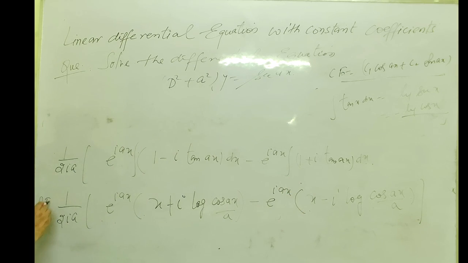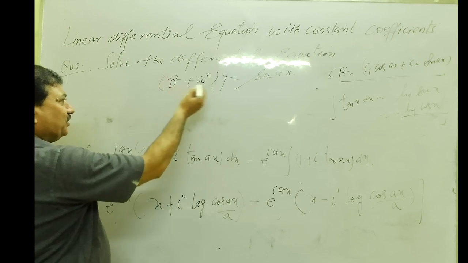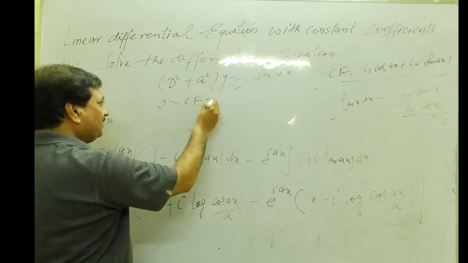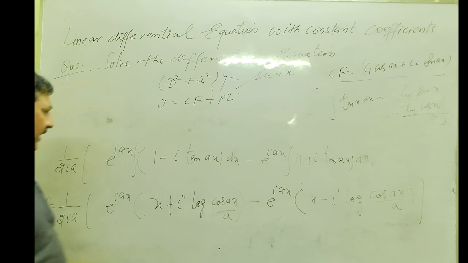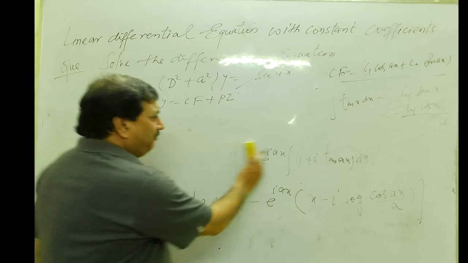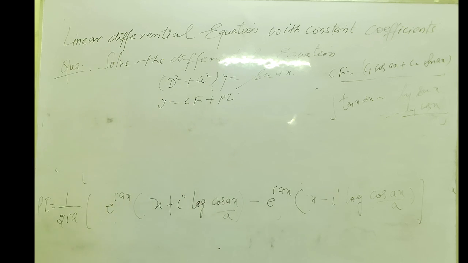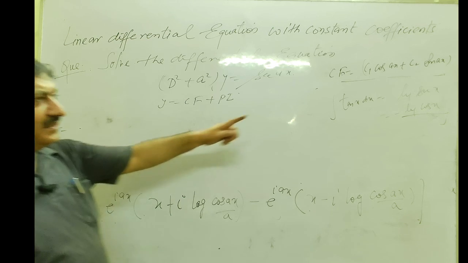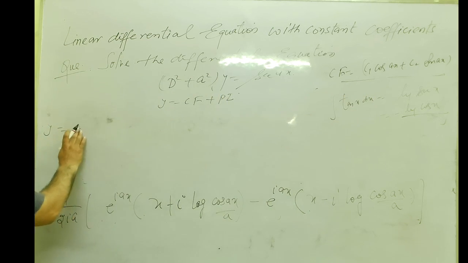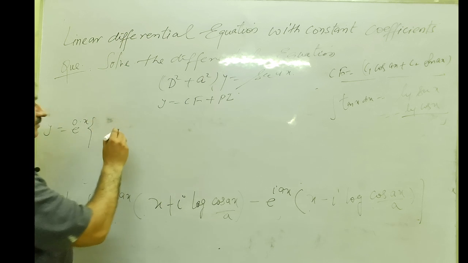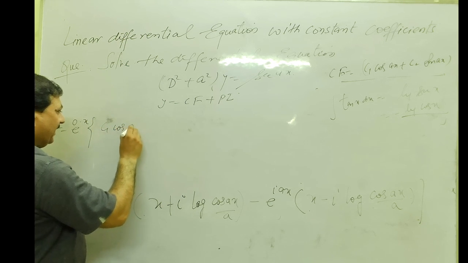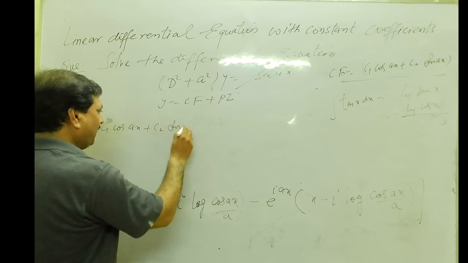Okay, finally this is the particular integral, PI. The final solution of this differential equation is y equals CF plus PI. That means CF is this and PI is this. This is a very important question. My dear students, the final value of this question is y equal to CF, where CF is this value, e to the power 0 into x, which is nothing but 1, so C1 cos ax plus C2 sin ax.